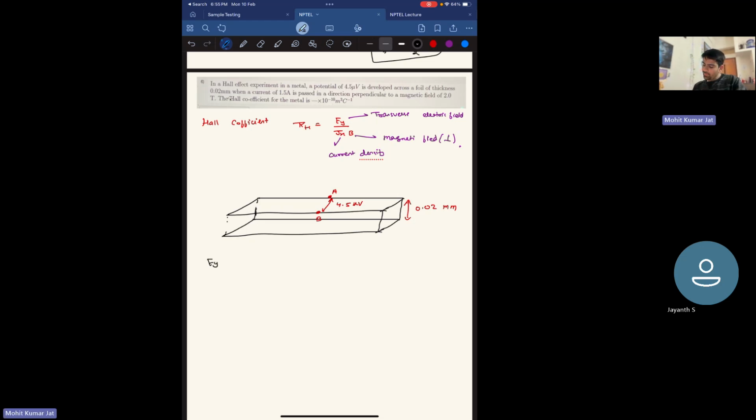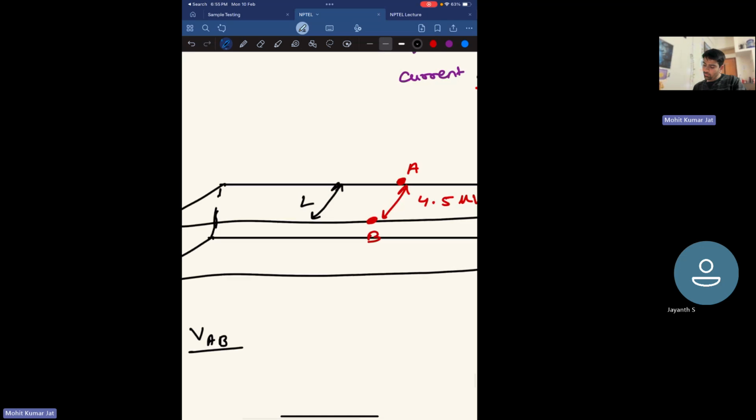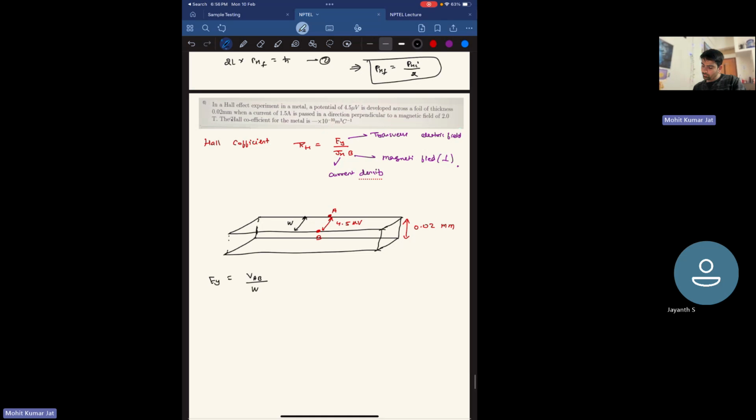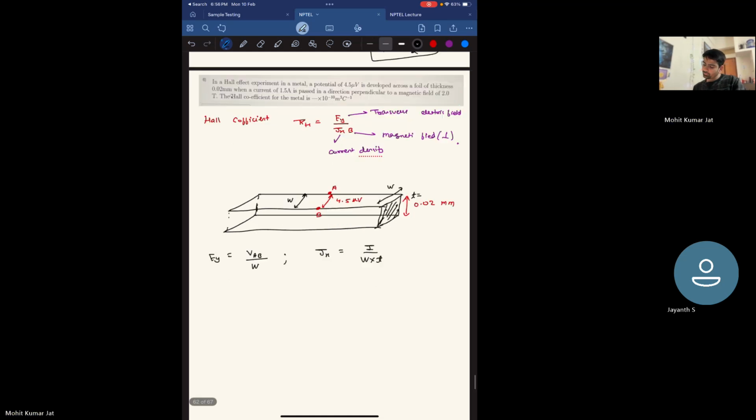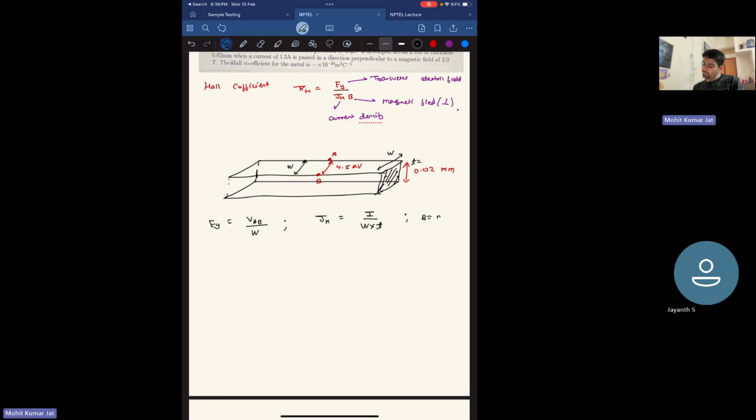EY is nothing but the potential between A and B divided by the length. Let me call this length L or W. This is actually the width, not the length. What is my current density? Current density will be I divided by this area basically. This area will be W times thickness T, that is 0.02. W times T, and B is the magnetic field.